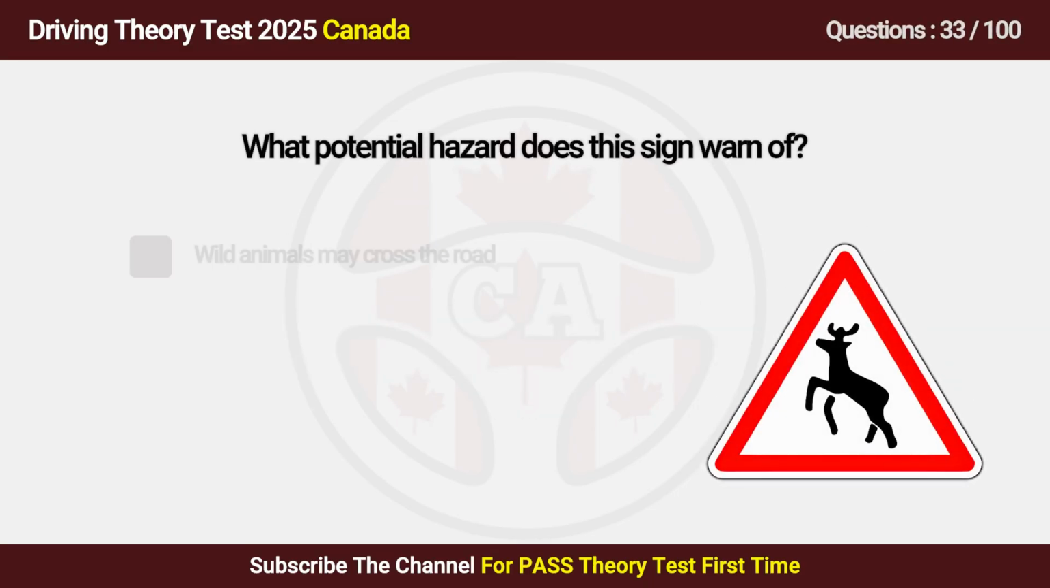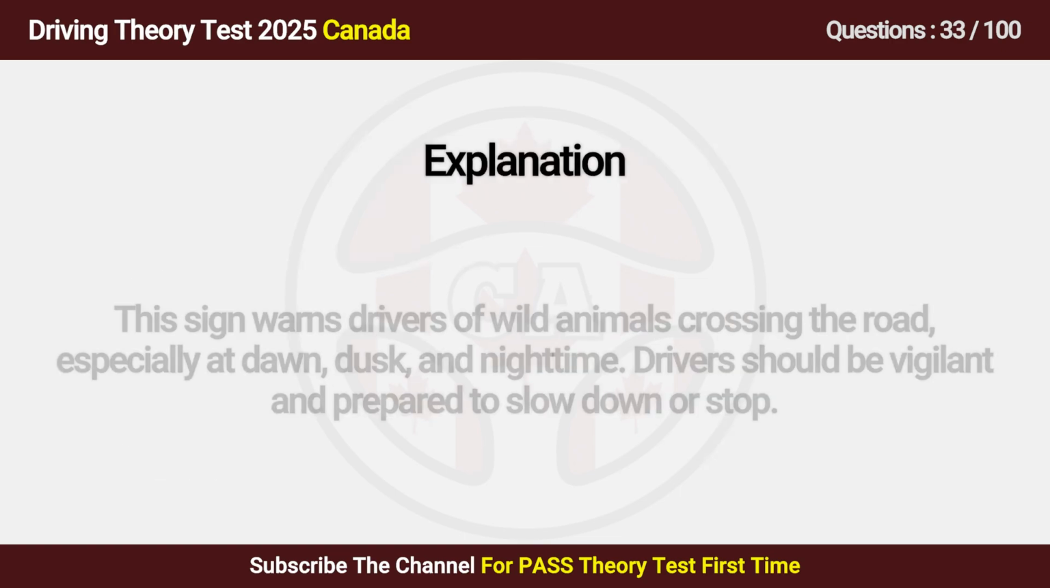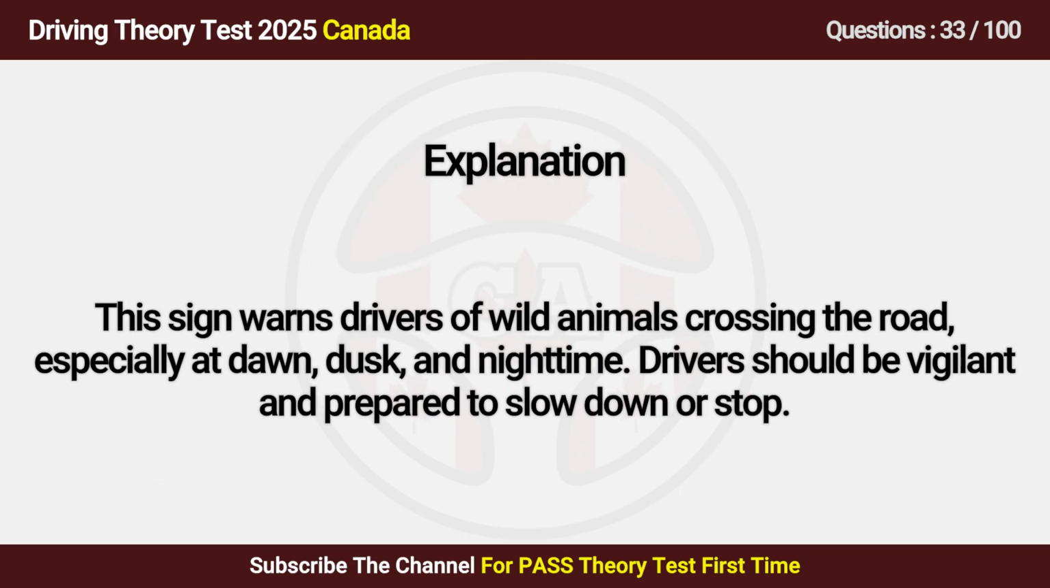Question 33. What potential hazard does this sign warn of? A. Wild animals may cross the road. B. Farm animals crossing. C. Pet crossing. D. Zoo entrance. Answer is A. Wild animals may cross the road. This sign warns drivers of wild animals crossing the road, especially at dawn, dusk, and nighttime. Drivers should be vigilant and prepared to slow down or stop.